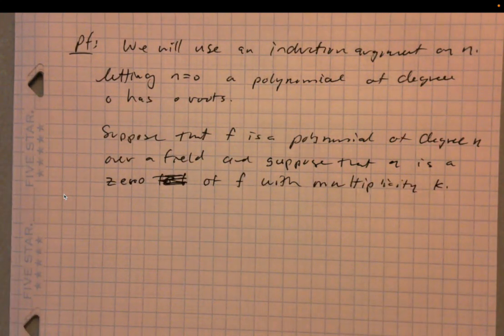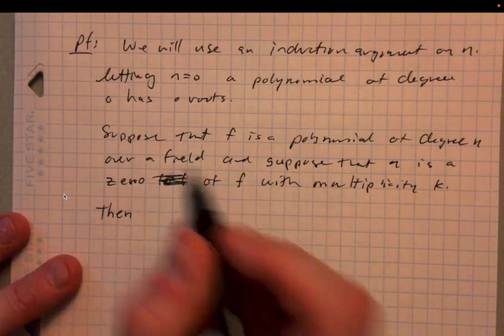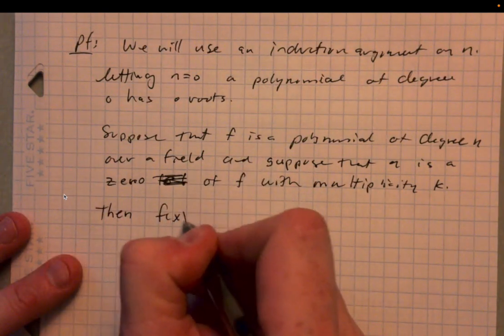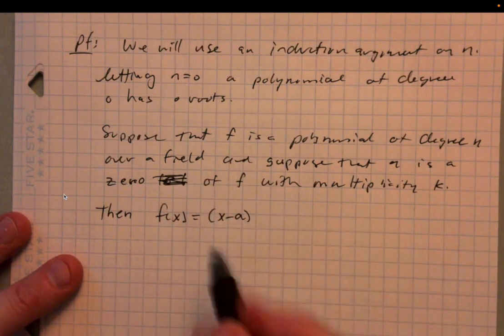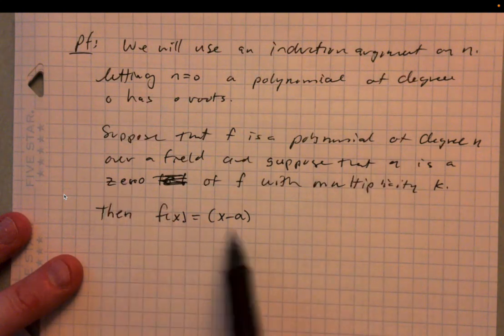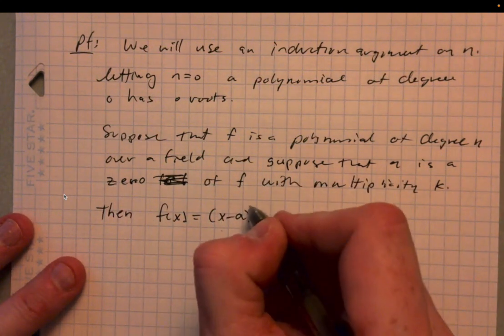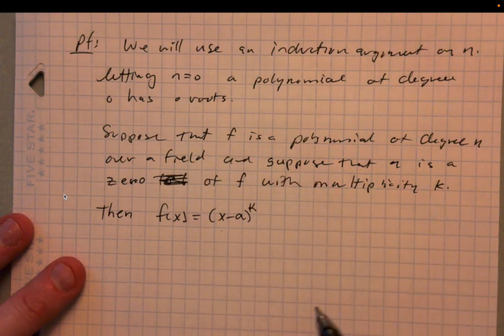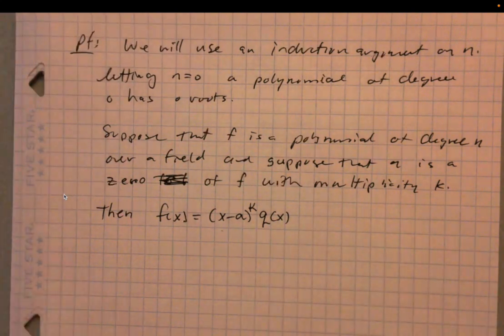Okay? And so what that means, given what we've just talked about, is that we could say then that f of x is equal to (x minus a). So a being a 0 means that x minus a is a factor, and the fact that it has multiplicity k means that (x minus a) to the k power times q of x, whatever that happens to be, is equal to f of x.